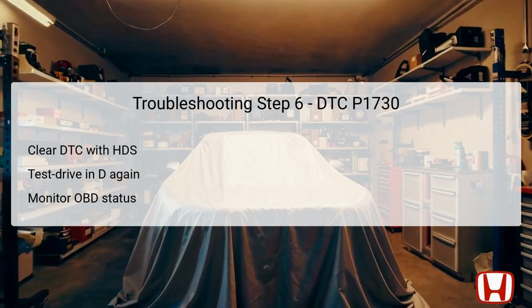Following this reset, once again engage in a test drive with the shift lever in the drive D position. This stage is crucial as it allows you to observe whether the transmission can shift through all 5 gears effectively without errors. After completing the test drive, check the OBD status using the HDS to identify if the DTC P1730 has reappeared. If the HDS indicates a failed status, it signifies that an underlying problem persists, often related to the hydraulic systems associated with the shift solenoids.